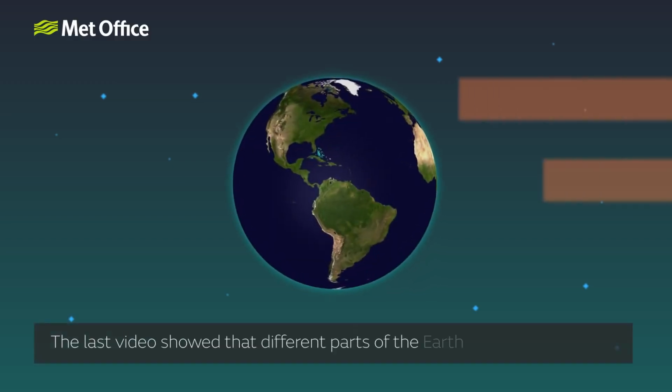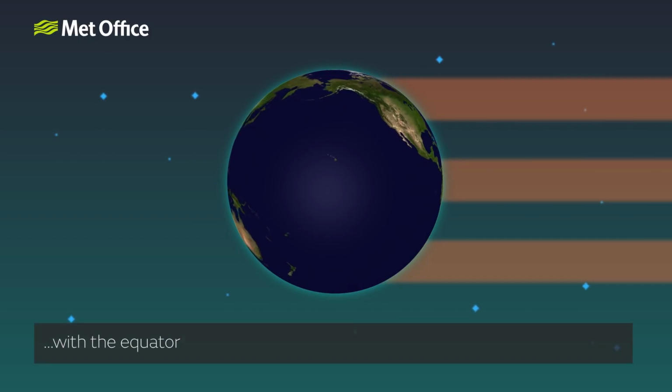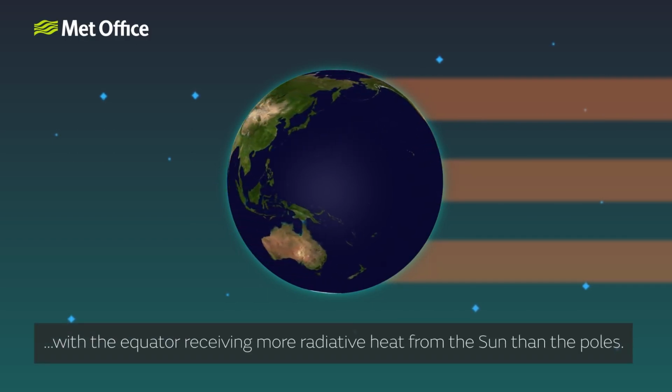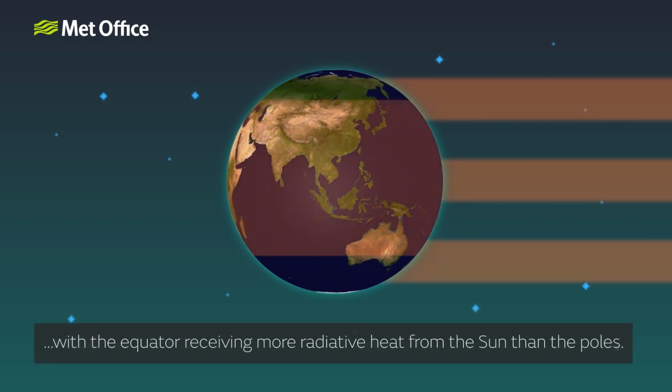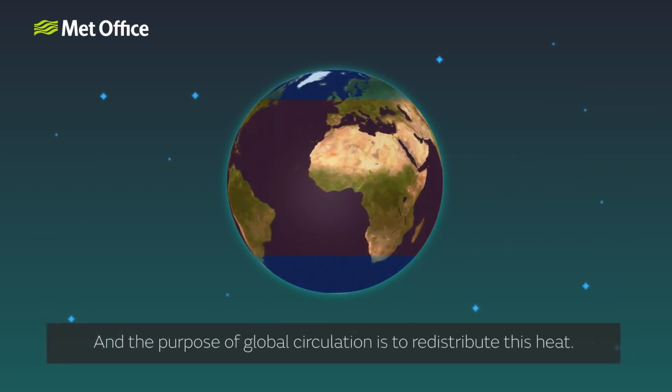The last video showed that different parts of the Earth heat up differently, with the equator receiving more radiative heat from the sun than the poles. And the purpose of global circulation is to redistribute this heat.